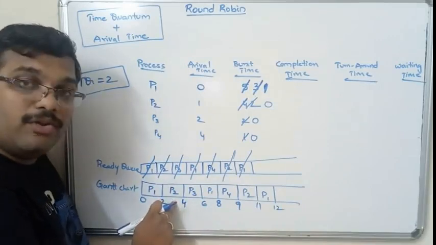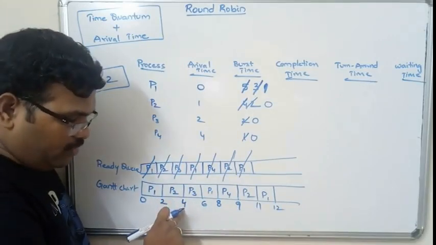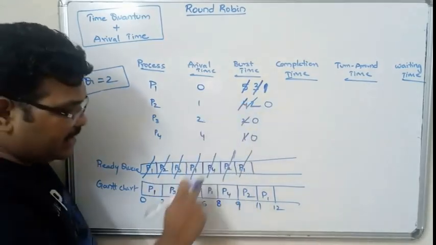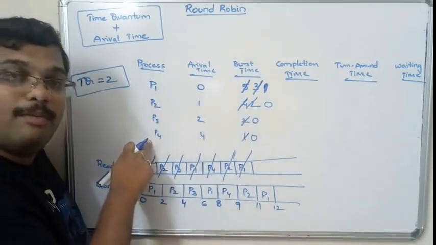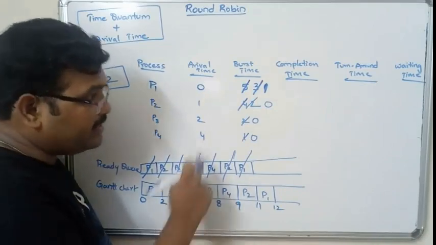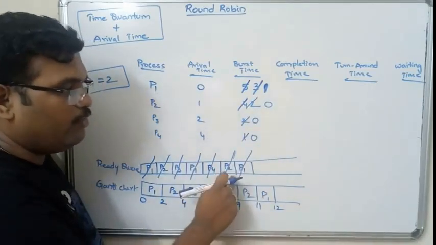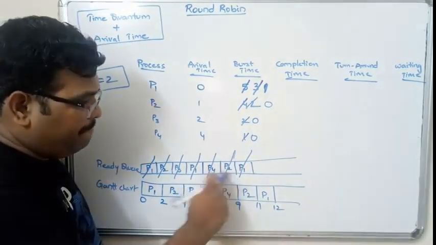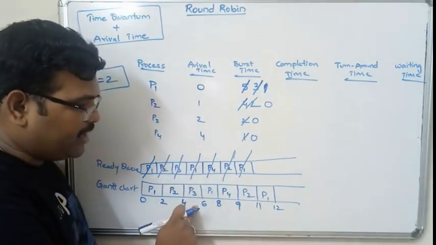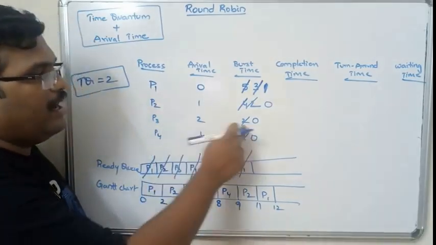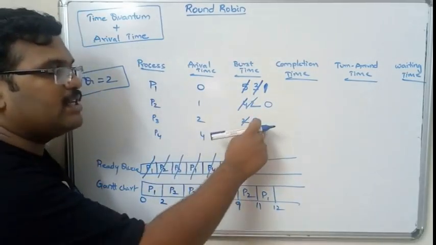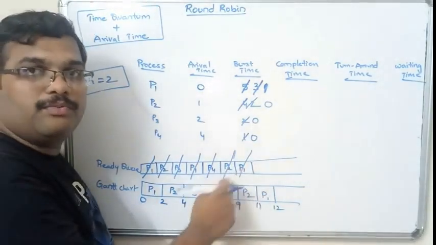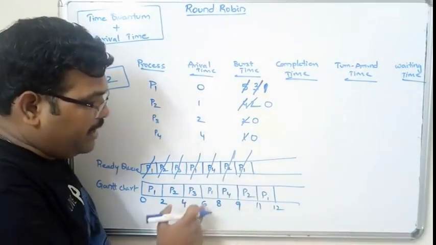So P2 will be allocated to the CPU and it will execute 2 milliseconds, so 2 to 4, and it still requires 2 milliseconds. At the time of 4, P4 is also available in the ready queue. So P2 will be removed from the CPU and added to the ready queue. In the order, next P3 will be executed for 2 milliseconds, and within this time quantum itself it completes its execution. So P3 will not be added to the ready queue because it completes its execution.